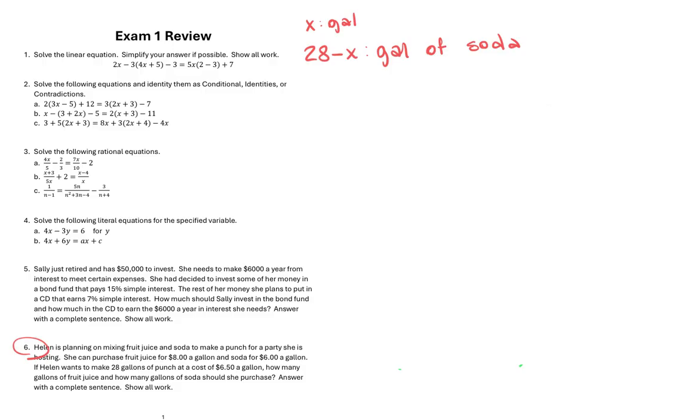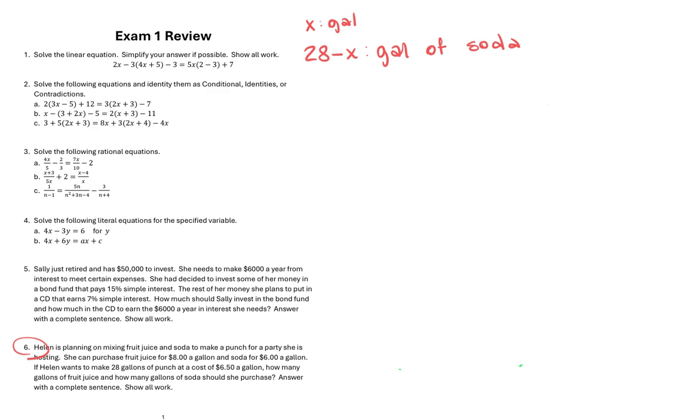Similarly, for soda, I know that I have 28 minus X gallons, and I'm going to be purchasing that for $6 per gallon. Okay, so now we have this equation, and we can start to solve.